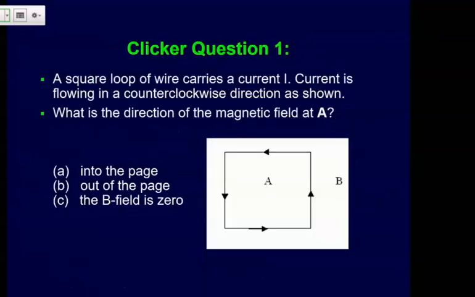And so let's look here then. I'm trying to tell you that a loop of wire with current going through it is a tiny little magnet. So if that's true, we should be able to figure out the direction of the magnetic field. Here's a square loop of wire, carries a current I that's going counterclockwise as shown. What is the direction of the magnetic field from these wires at point A? Talk about this with your neighbors and we'll discuss.